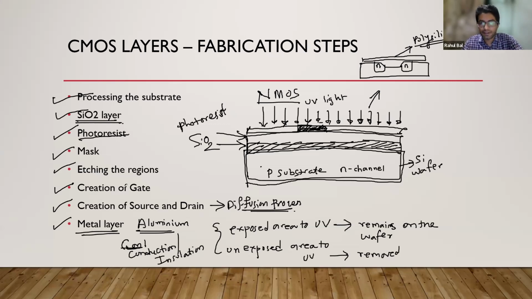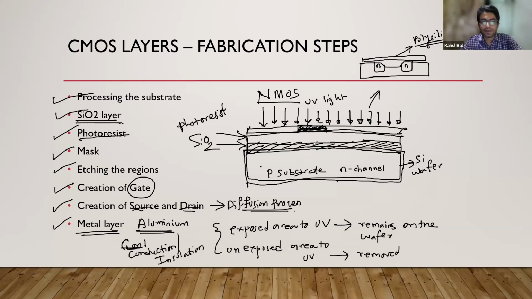Then creation of the gate. For the gate we use polysilicon. Polysilicon is required for creation of the gate. Then creation of source and drain. Since we are dealing with an N channel, we have to insert N type impurities in this channel. So using the diffusion process we insert the N type impurities in this substrate, which will form the source and drain of that MOS.